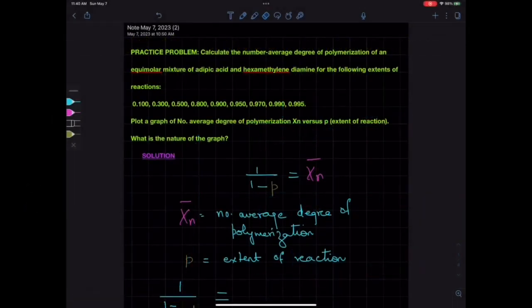In this video, we are going to learn to calculate number average degree of polymerization from extent of reaction. Calculate the number average degree of polymerization of an equimolar mixture of adipic acid and hexamethylene diamine for the following extents of reactions: 0.1, 0.3, 0.5, 0.8, 0.9, 0.95, 0.97, 0.99, and 0.995. Plot a graph of number average degree of polymerization xn versus p. What is the nature of the graph?